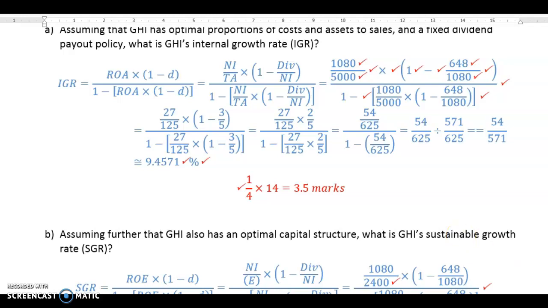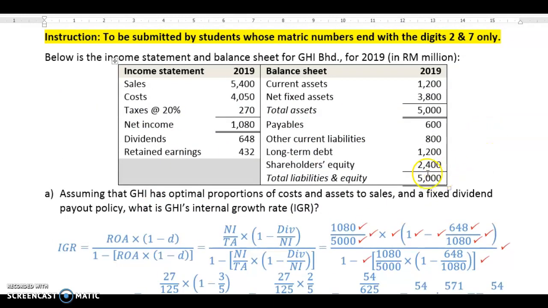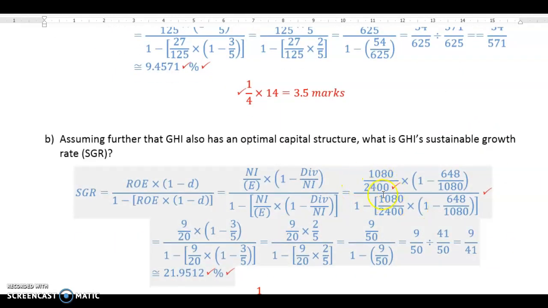So for this you use the SGR formula. The formula is similar to IGR. The only difference is that here you replace ROA with ROE, return on equity. Return on equity is net income divided by equity. That's the only difference compared to the above. All the other figures are the same except for this. Previously we used total assets in IGR. Here we use equity. Equity is taken from here. Equity is this 2,400.